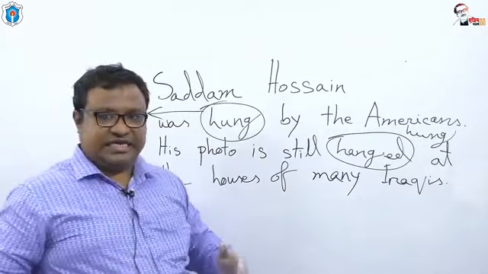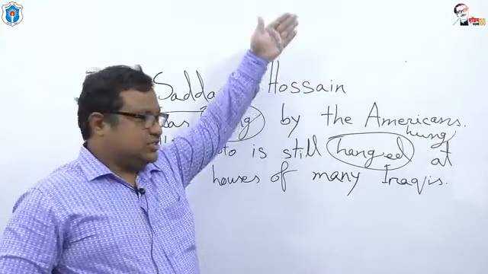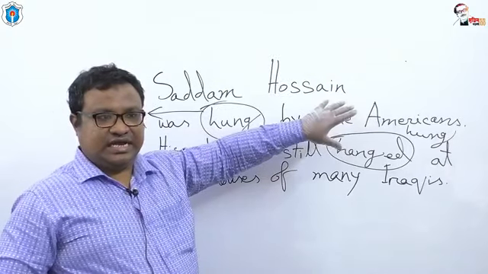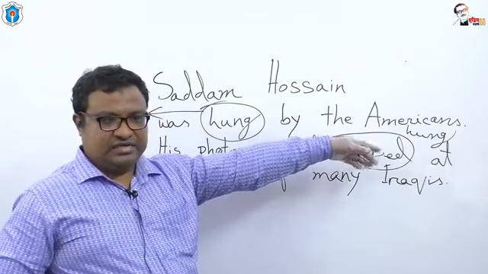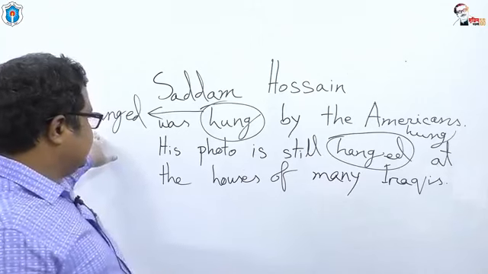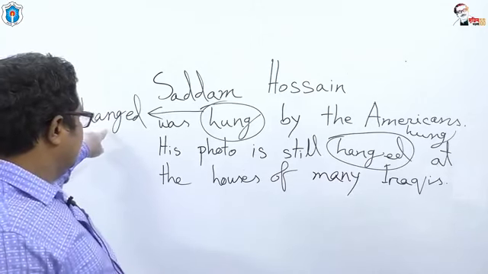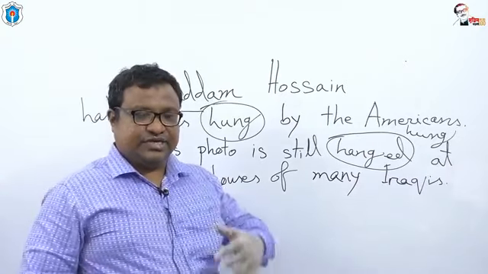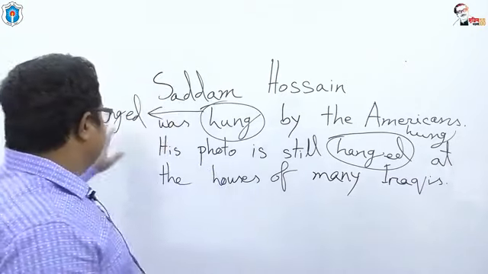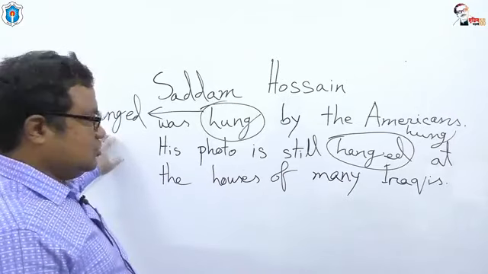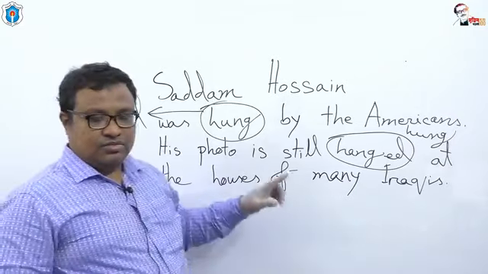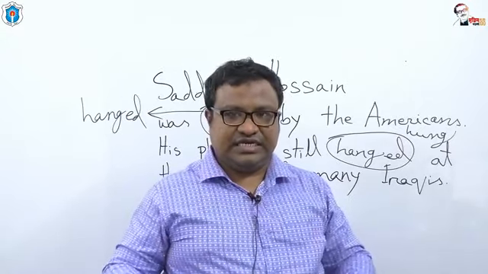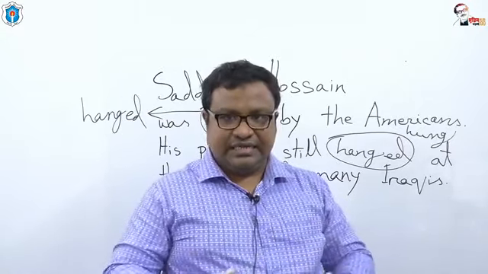In ordinary sense, when we say in Bangla jhulano, that is, to hang a picture, then it is hang, hung, hung. While when somebody is executed, phashi deya, then it is hanged, not hung. So the form of these two verbs is often confusing, and that should not be.